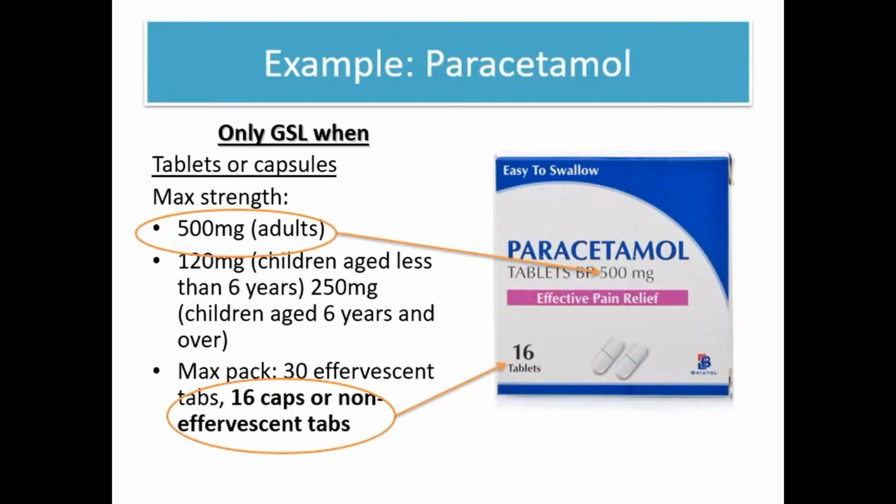So I'm going to use paracetamol as an example. The rules surrounding paracetamol say that it can be a GSL when the maximum strength is 500 milligrams, which we've got here, and that the maximum pack size does not exceed 16 capsules or non-effervescent tablets. If it was effervescent, then it's permitted to be about 30, but if it was non-effervescent, i.e. normal tablets or capsules, then the maximum quantity is 16. So you see this pack here, it's got 16, its maximum strength is 500 milligrams. So this could be classified as a GSL item.